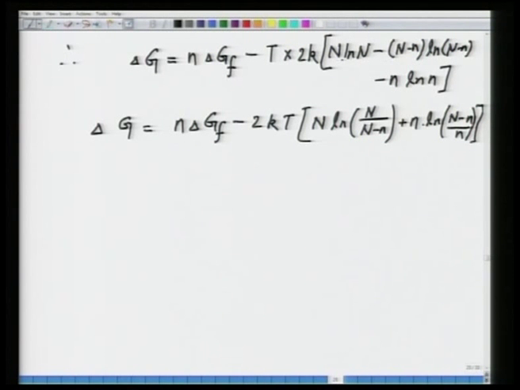So if you just do this, N ln N minus (N minus n) ln (N minus n). You can take the N out, make it ln of N divided by (N minus n), and this would become plus n ln (N minus n) minus n ln n. So you take out small n, and then this would become ln of (N minus n) divided by n. So this is very simple to do.